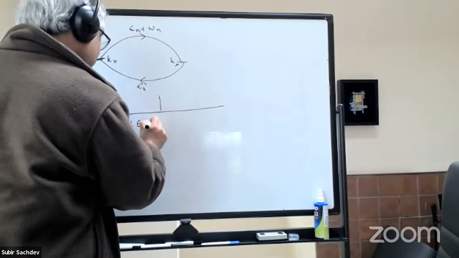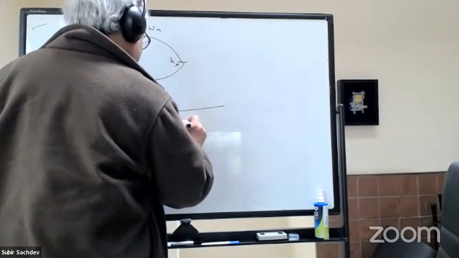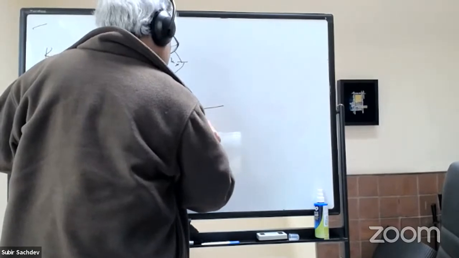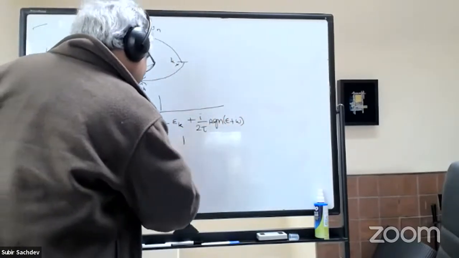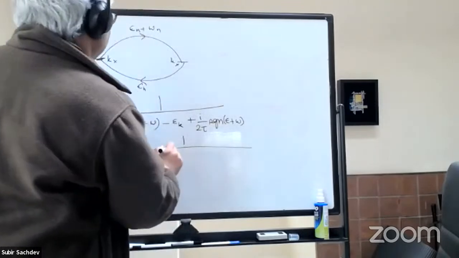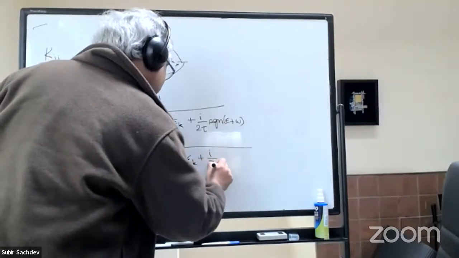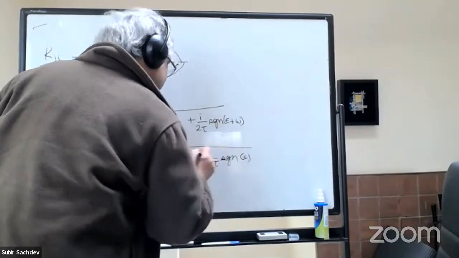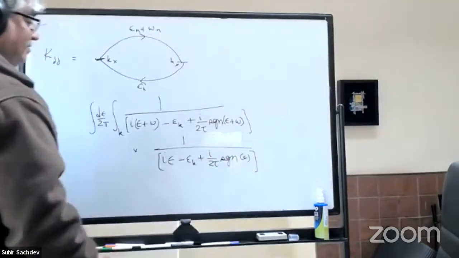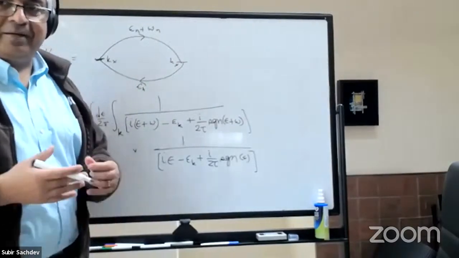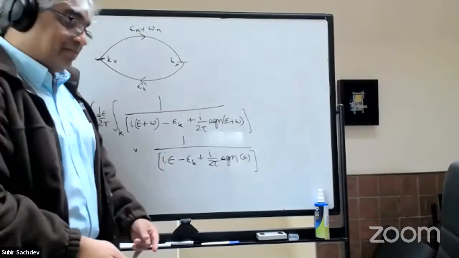1 over i epsilon plus omega minus epsilon of k plus i over 2 tau sign epsilon plus omega, times 1 over i epsilon minus epsilon_k plus i over 2 tau sign epsilon. So this is the actual expression that we have. And it looks a bit daunting when I try to do the frequency summation. And really, in all of these expressions, to get well-defined results, you do have to do the frequency summation first and then do the momentum integration.